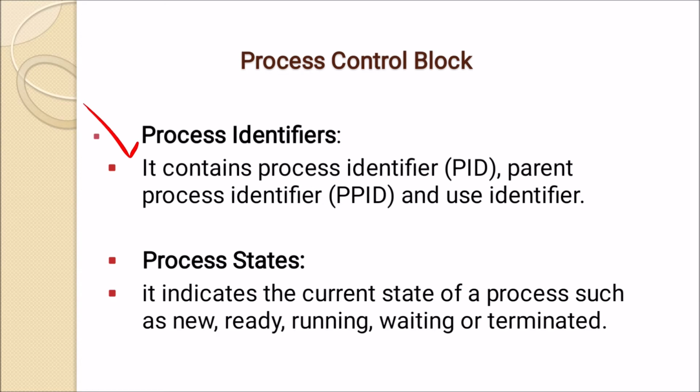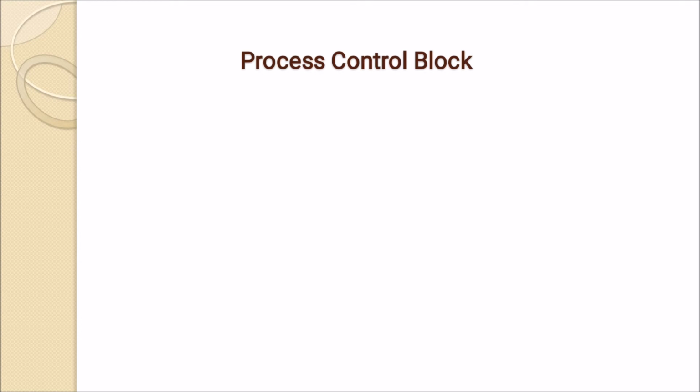Process state. It indicates the current state of a process such as new, ready, running, waiting or terminated. Either the process is in the new state, or in the ready or running state, or it is in the waiting state, or it is in the terminated state, which is mentioned in this field, process state.